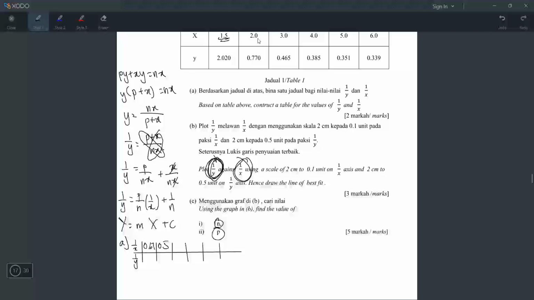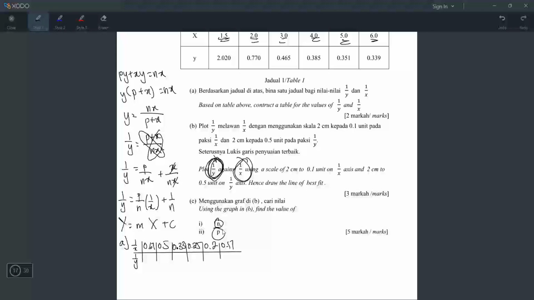And then 1 divide 3, so 0.33. 2 decimal places, because when we draw a graph, always write 2 decimal places. And then 1 divide 4 is 0.25. 1 divide 5, okay, 0.2. 1 divide 6, okay, let's press, 0.1666, so 0.17, 2 decimal places, okay? Because we are doing a graph.